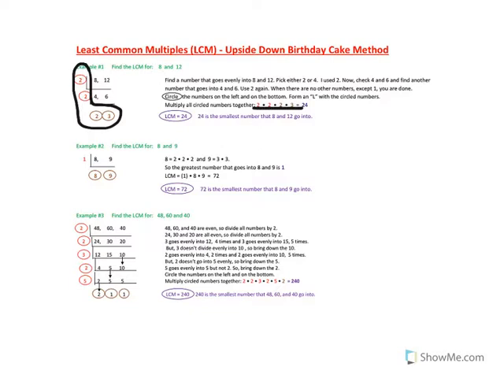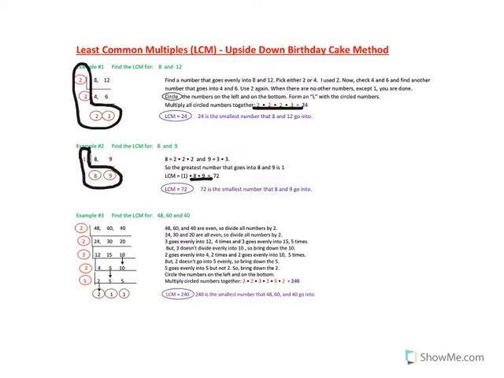For 8 and 9, there is no common factor. 1 is the greatest common factor that goes into 8 and 9. So it's just simply going to be the product. Now 8 and 9 are relatively prime, so the product, 8 times 9, is going to be your least common multiple, 72.